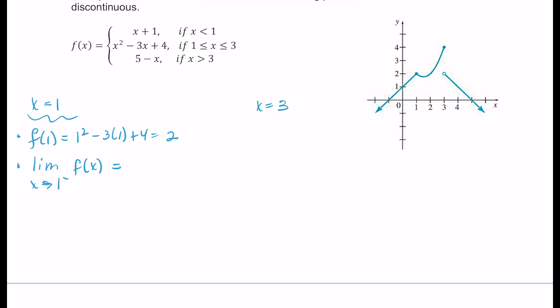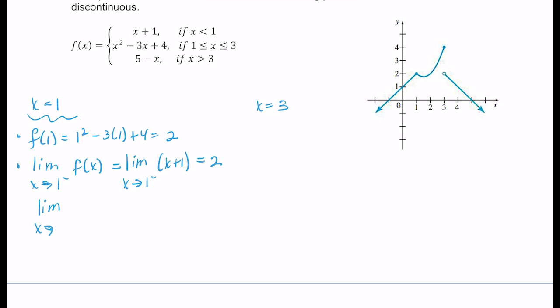Okay, so let's talk about 1 from the left first. So 1 from the left means that I'm going to use this function because if you're approaching 1 from the left, you're going to be using x values less than 1. So I need to use this function. So that's just going to be x plus 1. So let's write it like this. Okay, so this is just going to be, if I plug in 1, 1 plus 1 gives me 2.